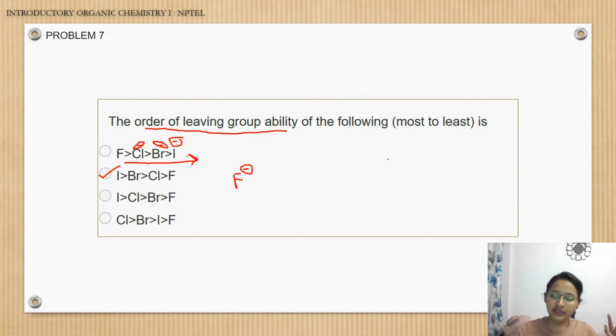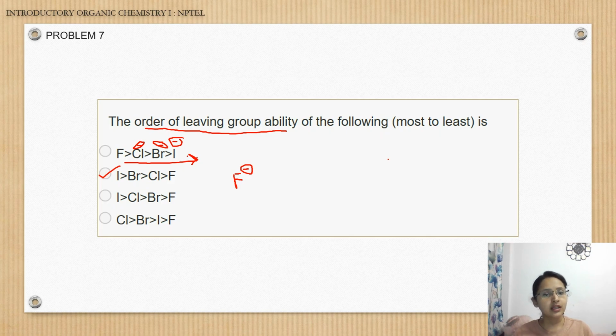So iodine having the maximum stabilization of the negative charge means it will prefer to leave very readily. Then bromine, which in turn prefers leaving more readily than chlorine, which in turn will prefer leaving more than fluorine, right? So here fluorine, being the smallest anion, stabilizes the negative charge the least. That is why it will prefer leaving the least, right?